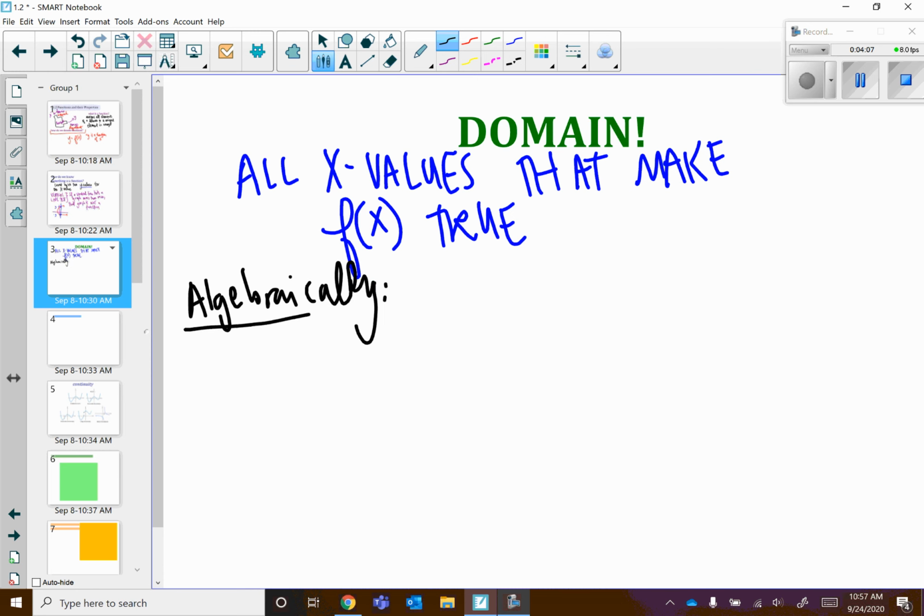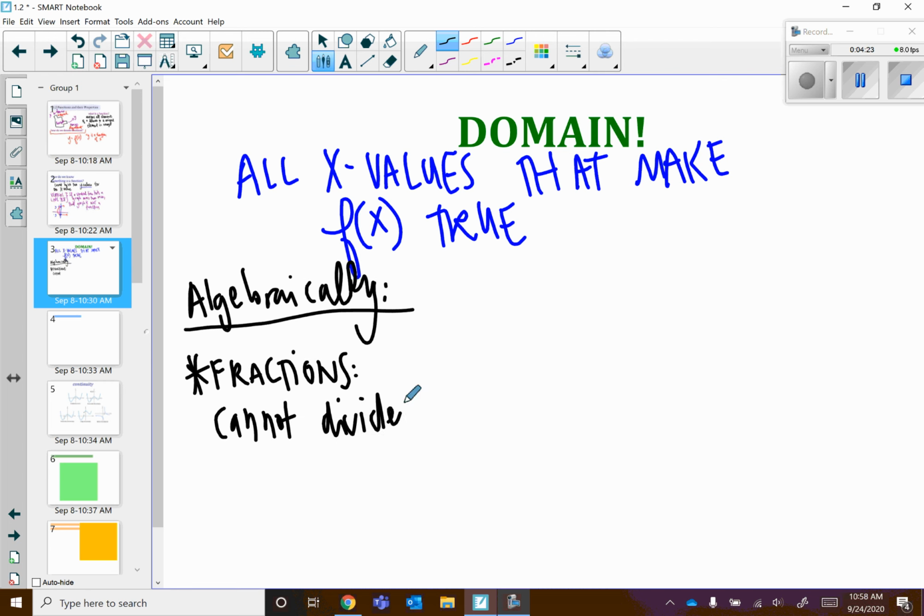If we are talking algebraically, there are two big things that we need to look out for. The first is fractions, because we cannot divide by 0. That is a big math sin. You never want to divide by 0.